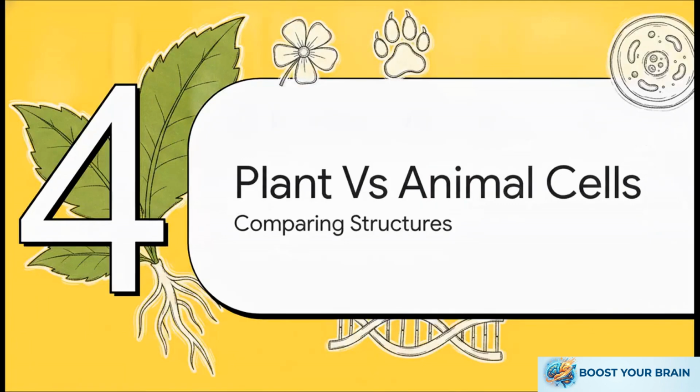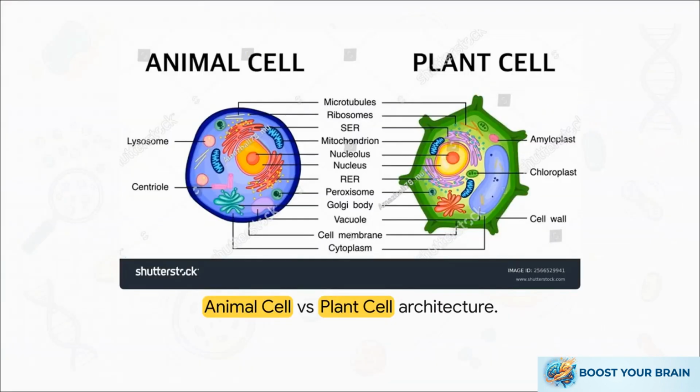Let's move into Section 4, Plant versus Animal Cells. We've looked at the basic parts, but now I invite you to compare how the structural building blocks of flora differ from the building blocks of fauna. Think about the overarching architecture here. The animal cell is somewhat round, a bit squishy and irregular. The plant cell, on the other hand, has a much more rigid, highly geometric structure.